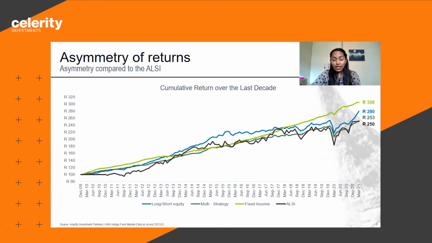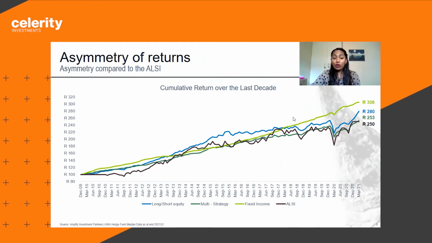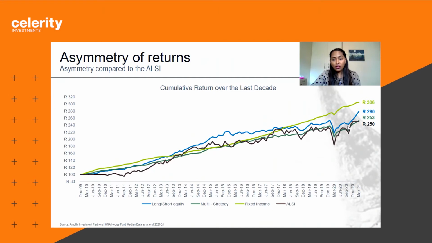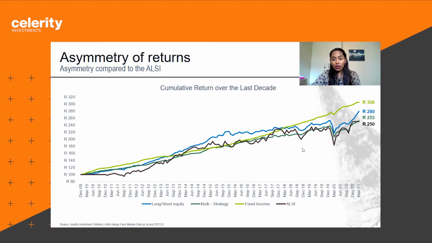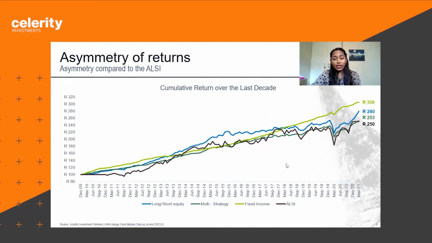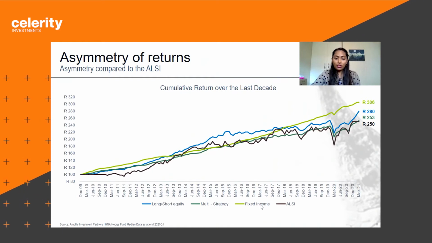But when we say this, you must also remember the effect of downside protection and the power of compounding over time. The cumulative chart of returns over the last decade shows that even though hedge funds tend to lag in strong bull markets, over time, the protection that they offer on the downside that compounds over time has led to all the hedge fund asset classes outperforming the Aussie, albeit to different degrees.